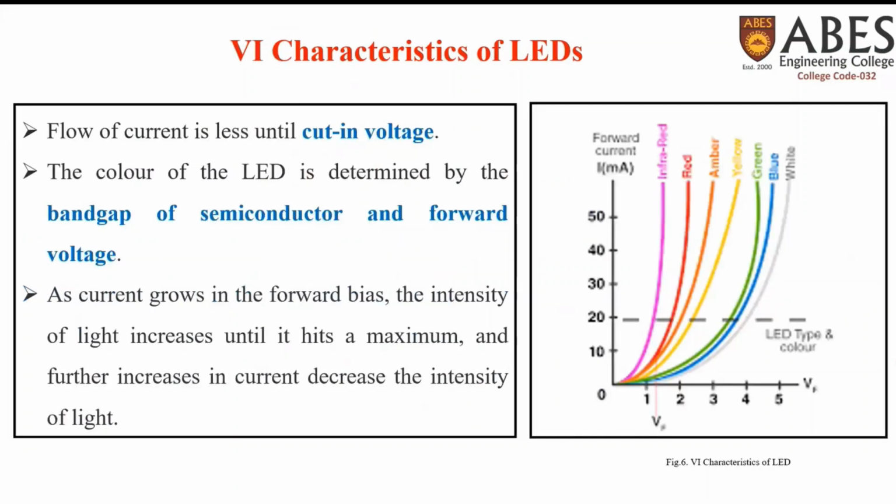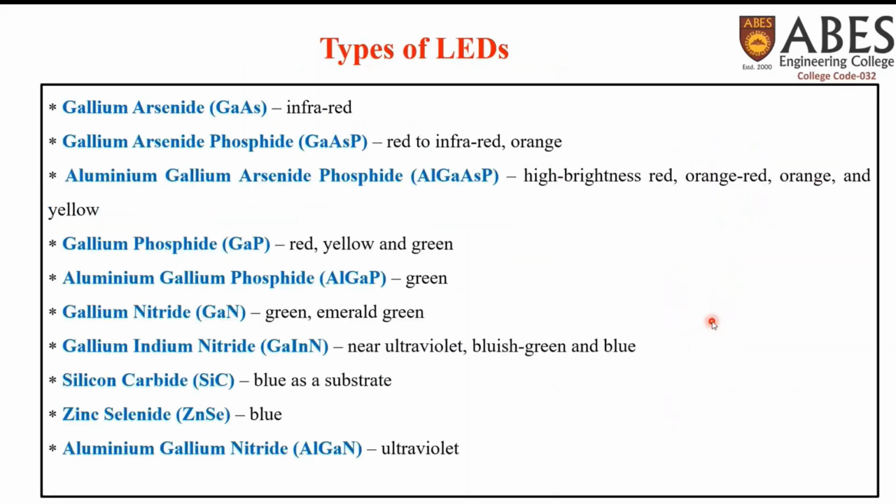Then comes VI curves. As we can see that the current is being increased exponentially after a particular voltage, which is known as cut-in voltage. The color of LED is being determined by the band gap of the semiconductor and the forward voltage. As the current in the forward bias increases, the intensity of light also increases, but up to a maximum level. After this, once we are going to increase the current, the intensity of light decreases.